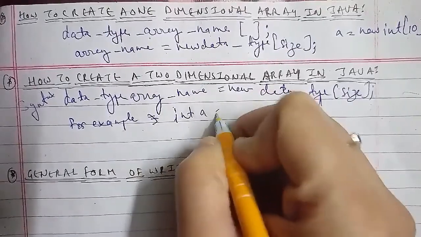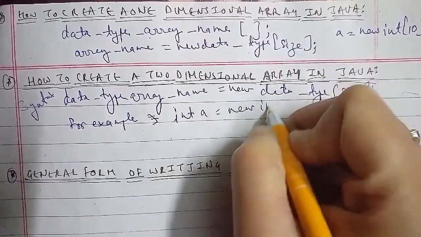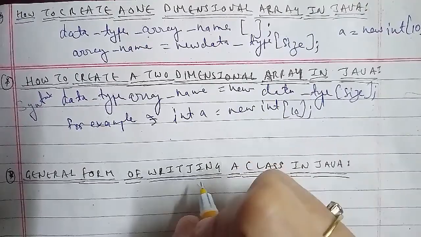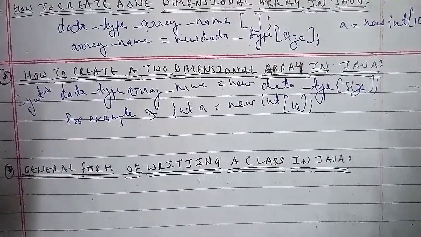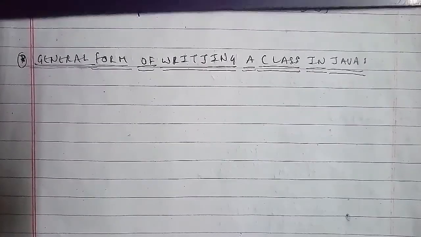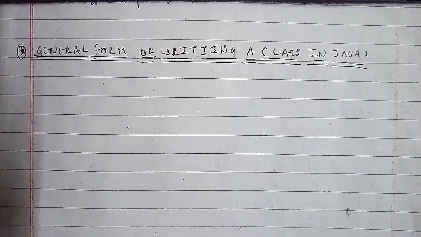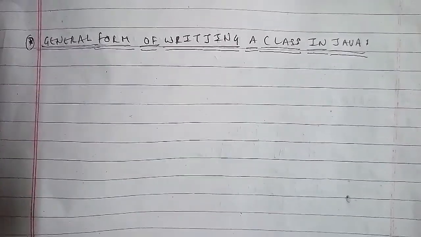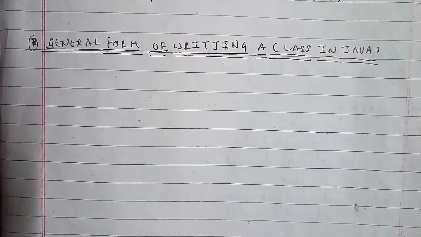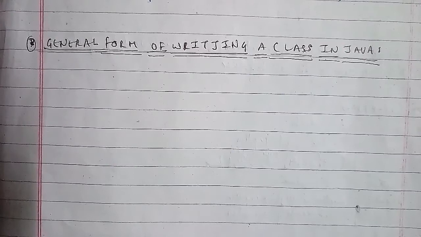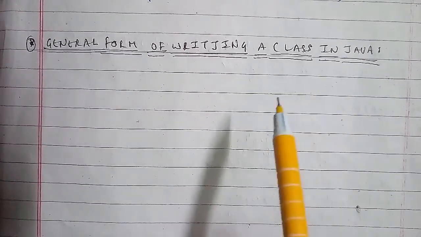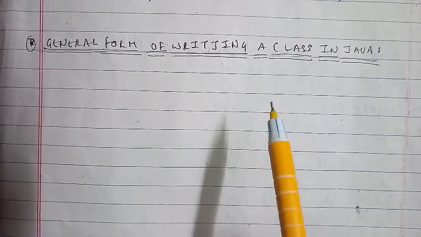Methods and classes we will discuss here, where we'll go ahead in detail as well. Here we have the general form of writing a class in Java, and you have to know very well how to write the methods and classes. The question is: explain the general form of writing a class in Java. So we'll start with that here.